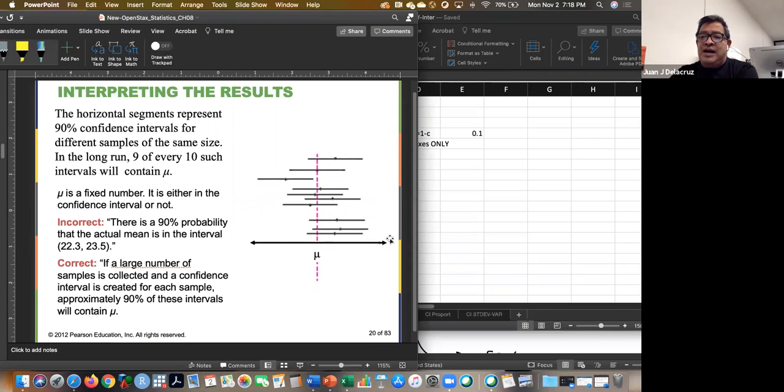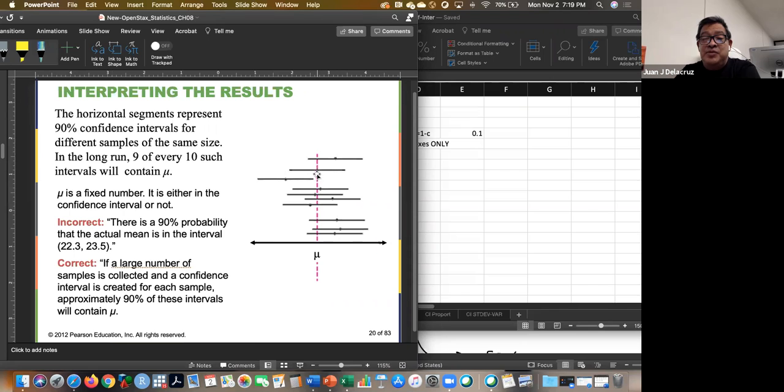So just imagine that you have 100 different samples, right? Well, in this case, let's put it simpler. Imagine that you have 10 samples. You choose a sample, take the mean, find the margin of error, and then build the confidence interval. Then you take another sample and do the same: find the margin of error and build the confidence interval. So if you are using a 90% confidence interval, that means that out of these 10 samples, at least 9 are gonna contain mu.